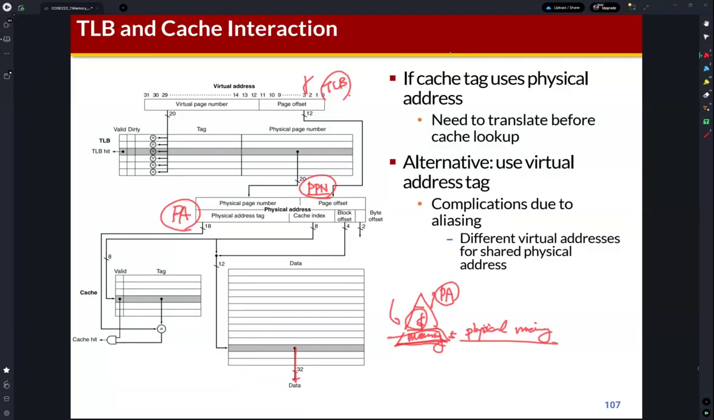When we learned about the performance of a cache, for example, the average memory access time, the AMAT, how can we calculate the AMAT? It's the hit time plus the miss rate multiplied by miss penalty, right? So this hit time is also critical for the performance of cache. But what is the problem? In order to get the physical address used by cache access, firstly, we need to access the TLB.